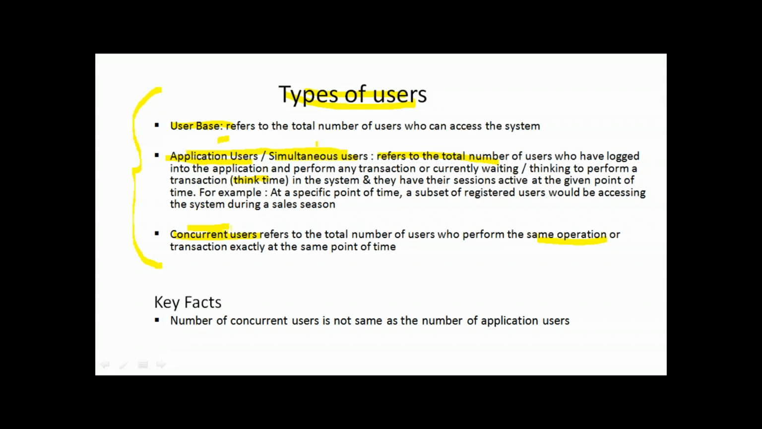Concurrent users means, let's say 10 users are booking an order. So the concurrency for the booking order is 10. The concurrent users is 10 for the booking order. Let's say 5 users are cancelling the order. So 5 is the concurrent users for cancel order. So the number of concurrent users is not the same as application users. You have to remember that, guys.